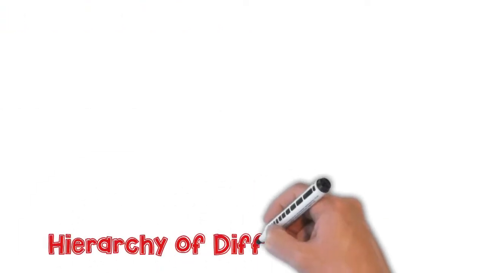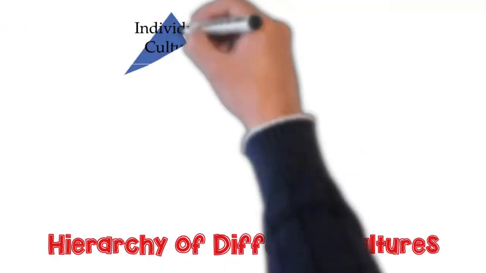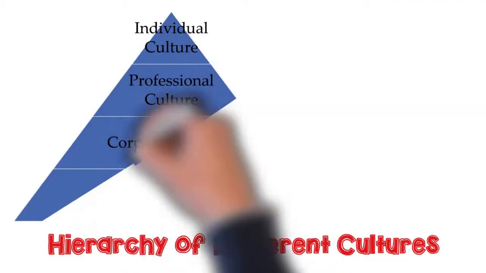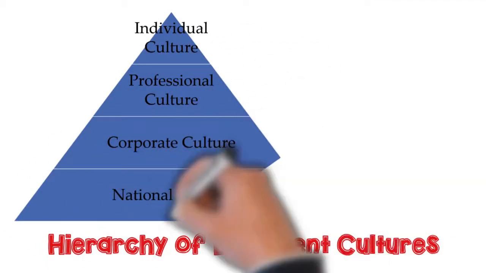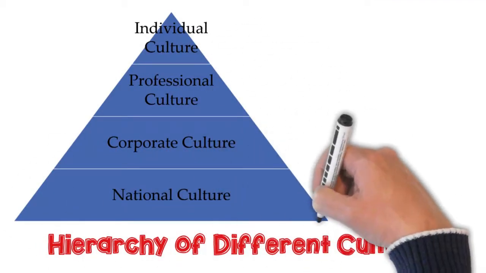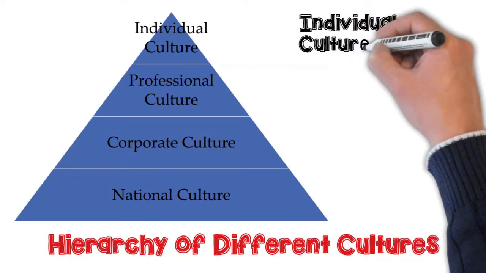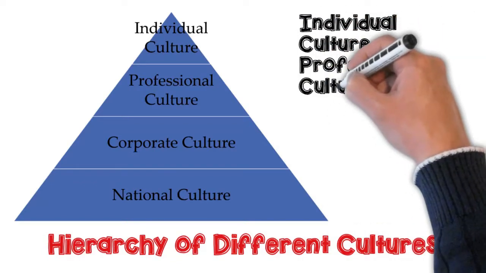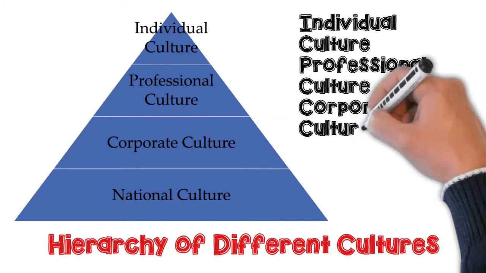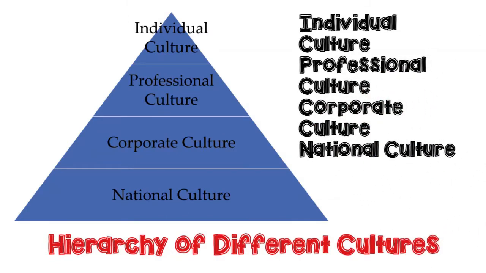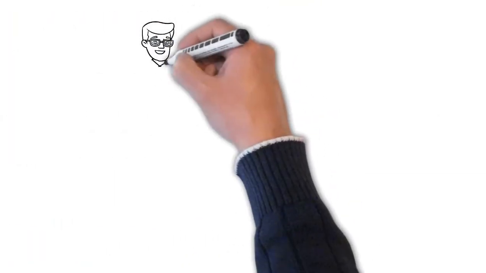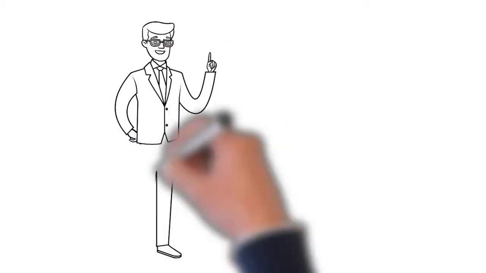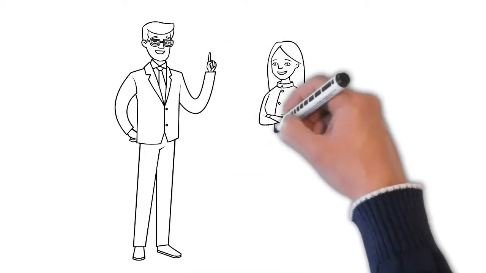Hierarchy of different cultures. The manager working for international projects has to bother about different hierarchies of cultures as shown in the pyramid above, i.e. individual culture, professional culture, corporate culture, and national culture. The organization, engaged in carrying out the international projects, must teach its employees some of the basics of these different cultures and their differences.